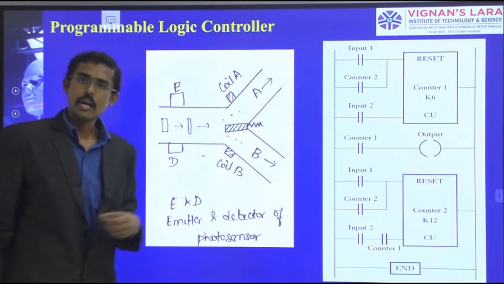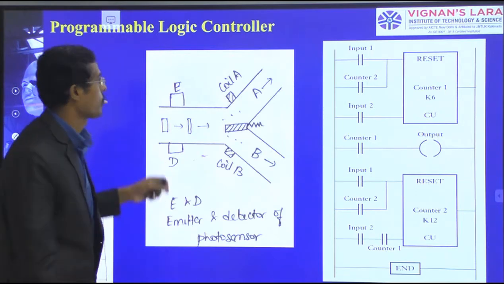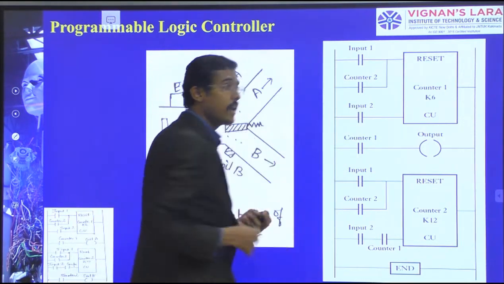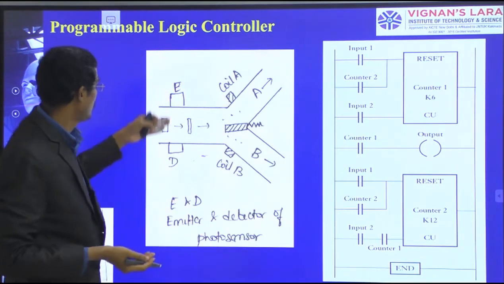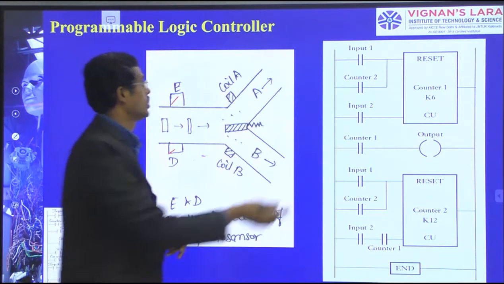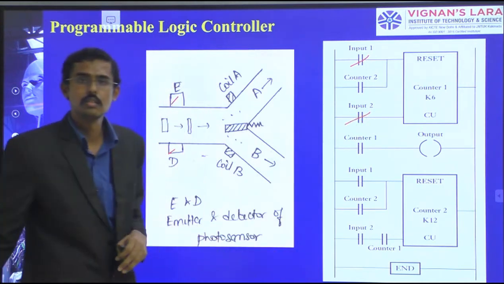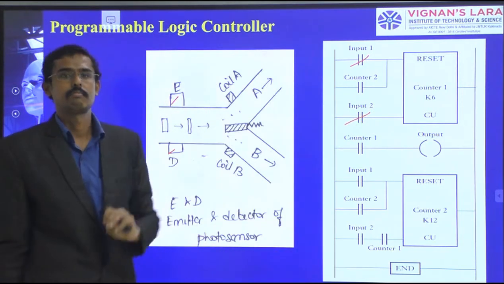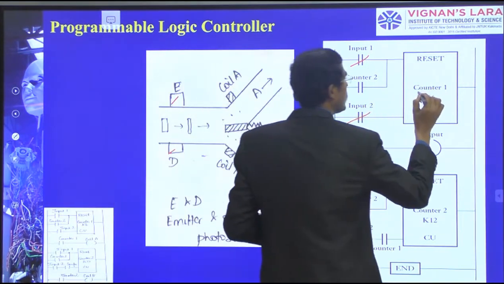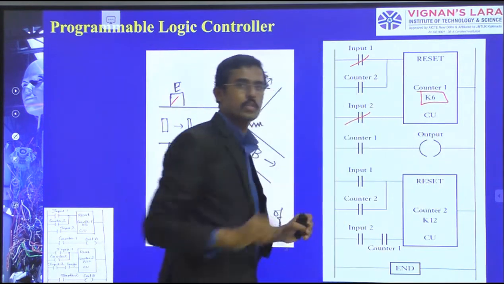I have the diagram now. We have done the ladder program. You see, the input may detect through the emitter detector. So the input comes here, or the input comes here, and it is going to detect. It is detected by a counter, and counting up to 6 should be done.